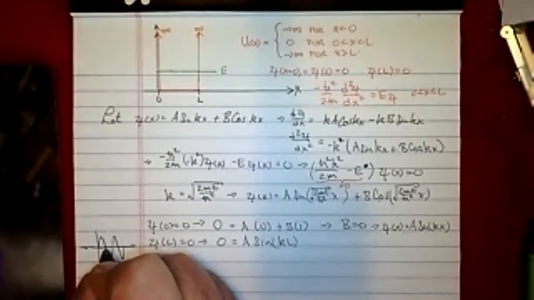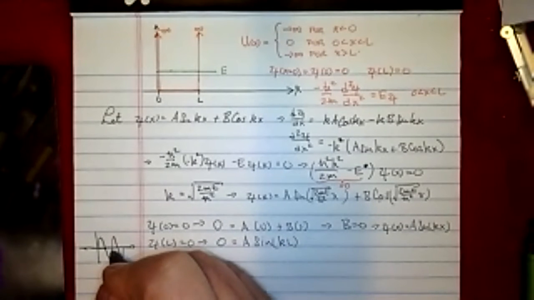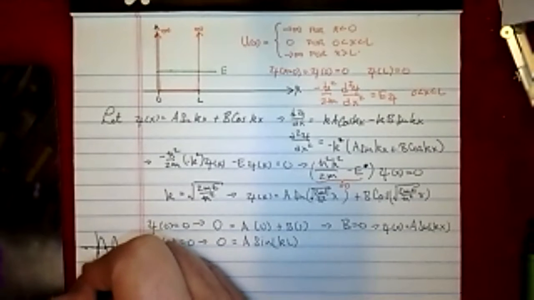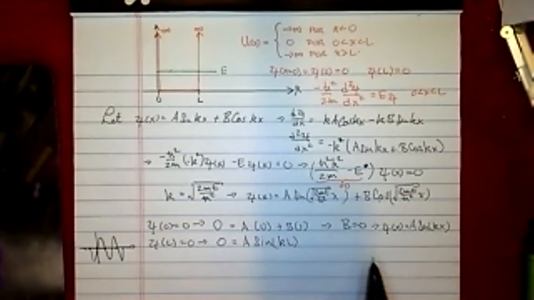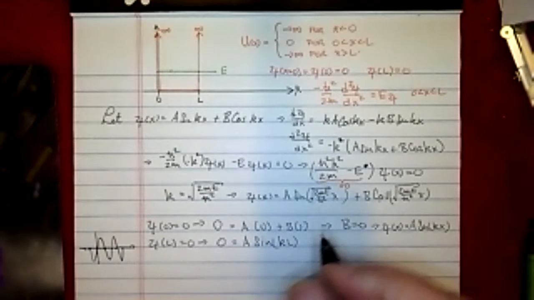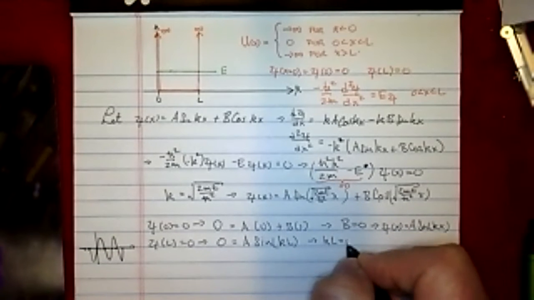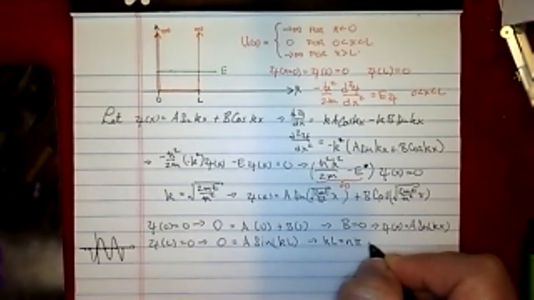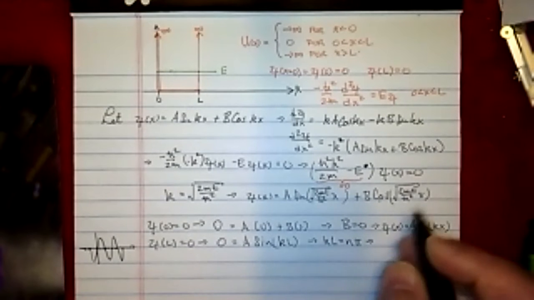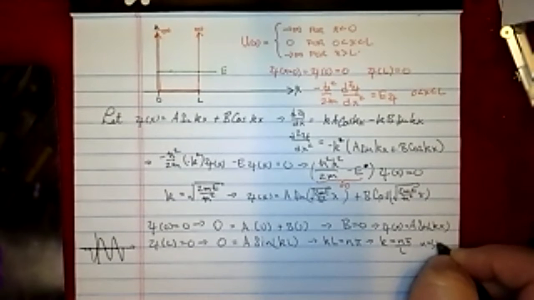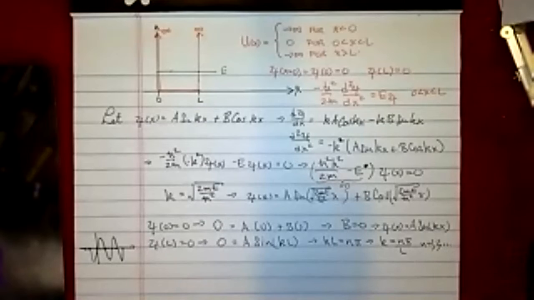it's going to be 0 at pi, 2 pi, 3 pi, 4 pi, of course also negative pi, and so on and so forth. But really we're going to only care about the positive sides. So we're going to say k times L is equal to n times pi, which gives us a neat new expression for k. K is equal to n pi over L, where n equals 1, 2, ... So that's our wave function.